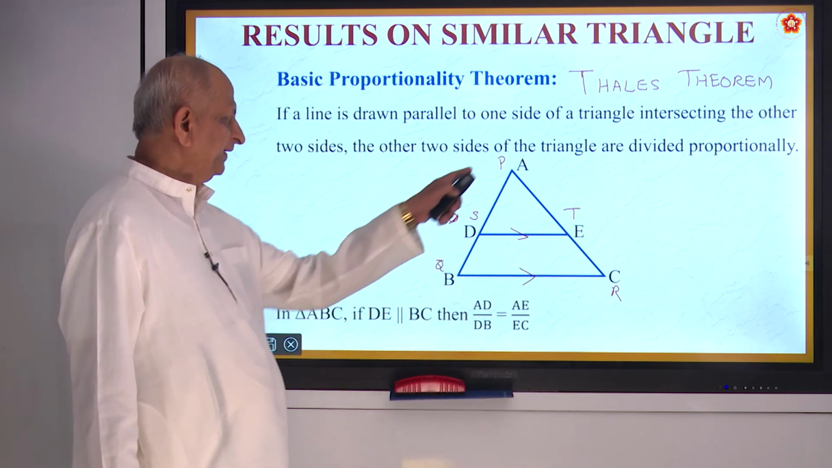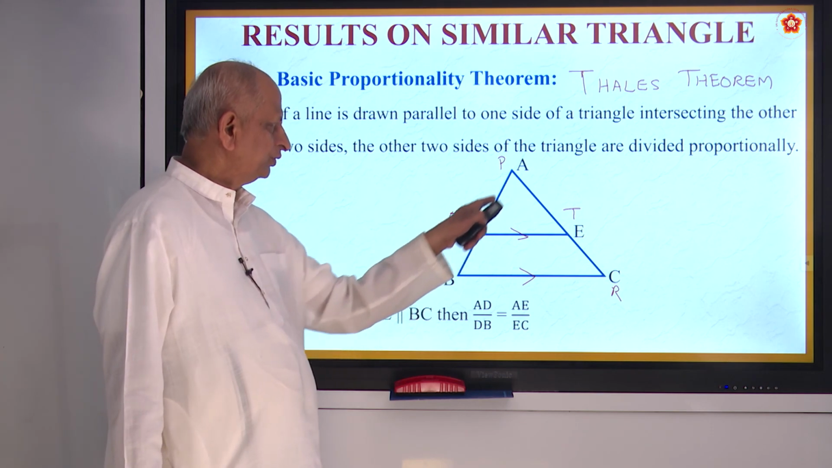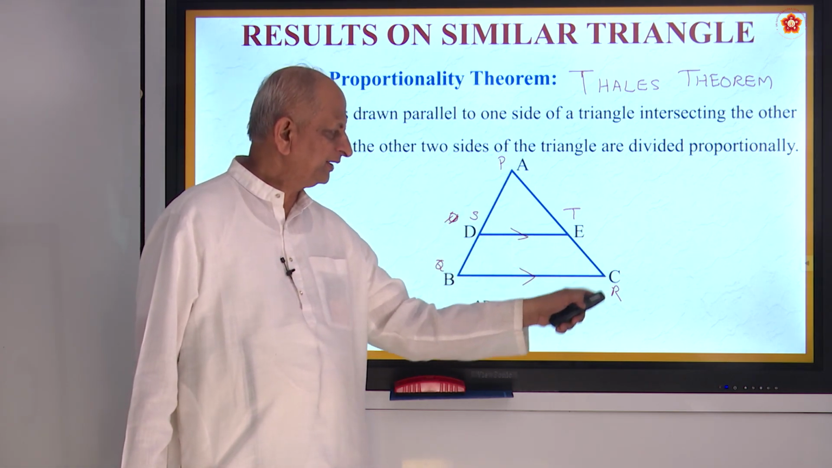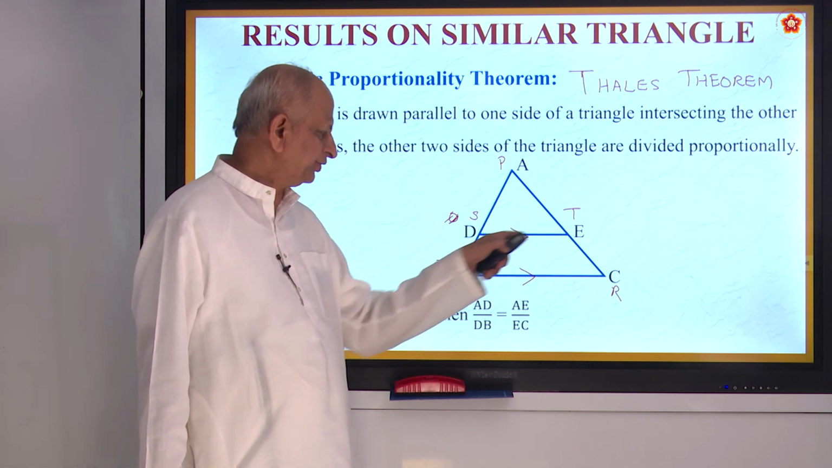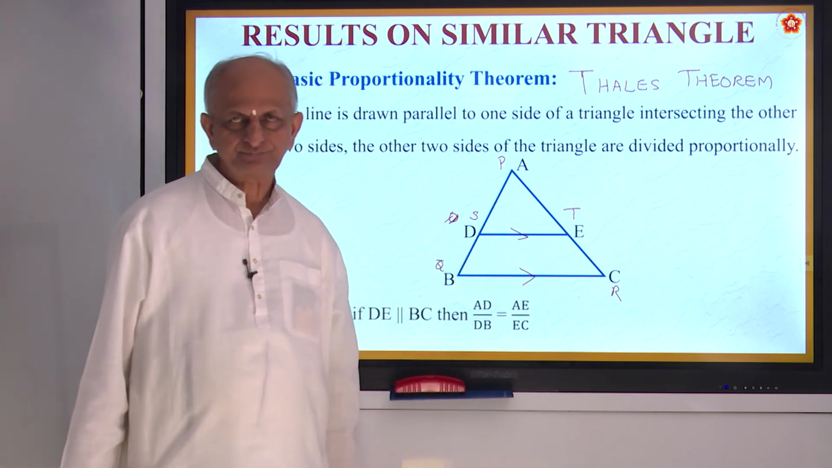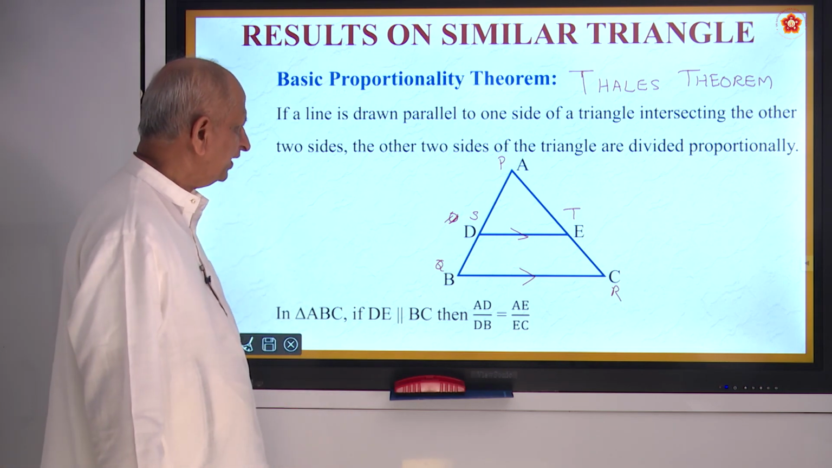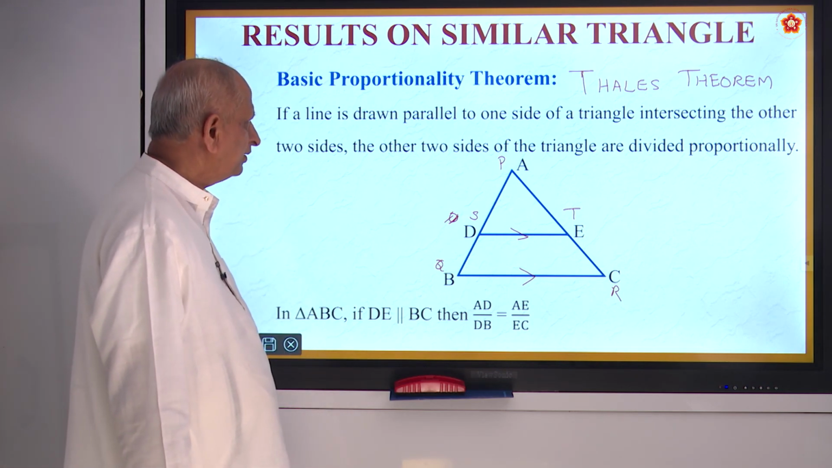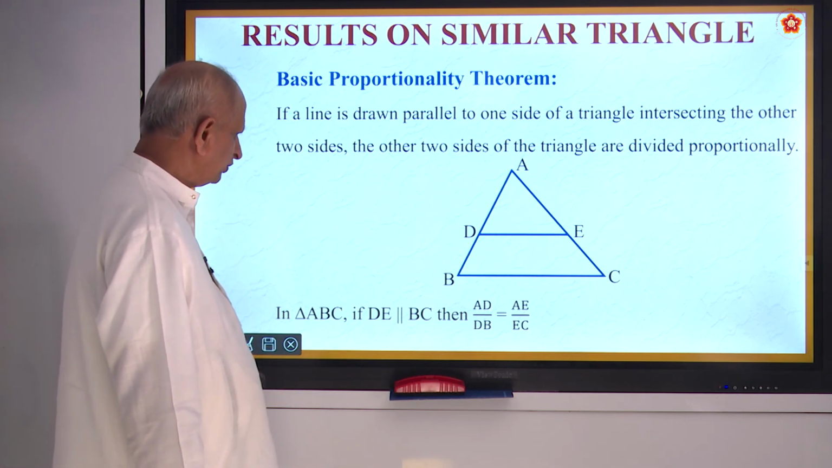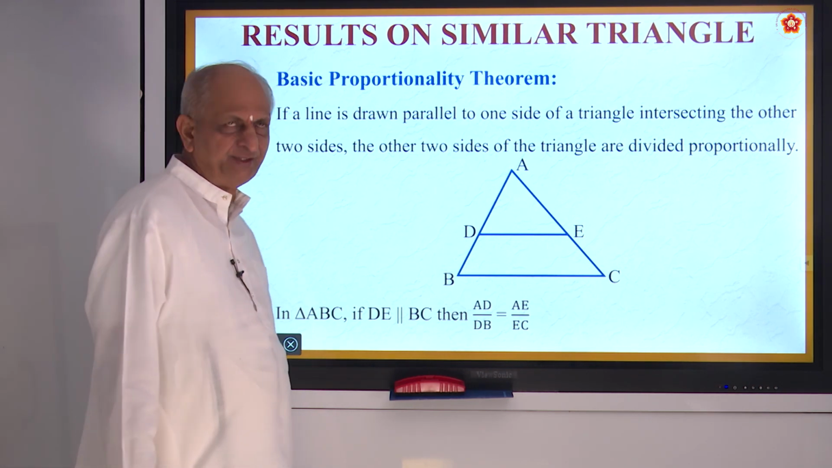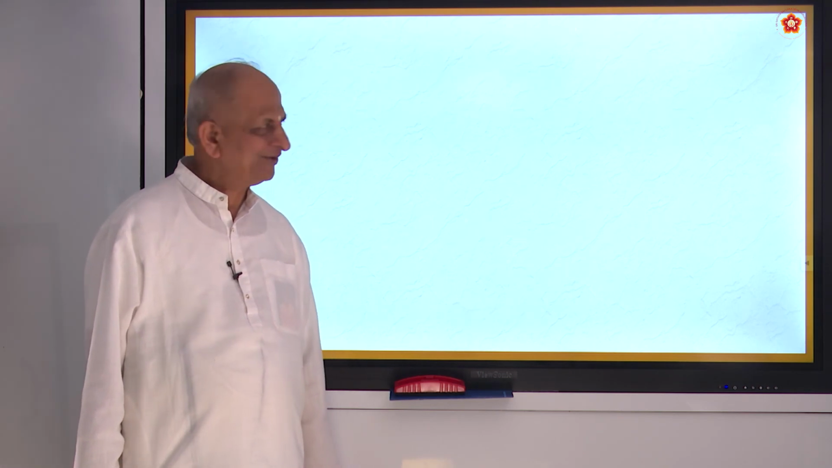There also PS by SQ is equal to PT by TR, when ST is drawn parallel to QR. That is called Thales theorem or basic proportionality theorem. Of course, you are not going to study the proof of this, luckily not there for you.